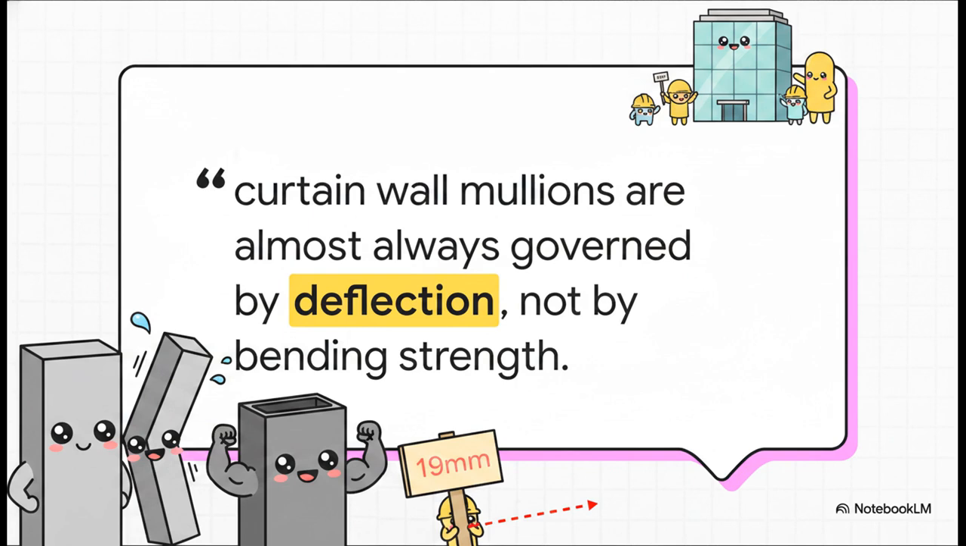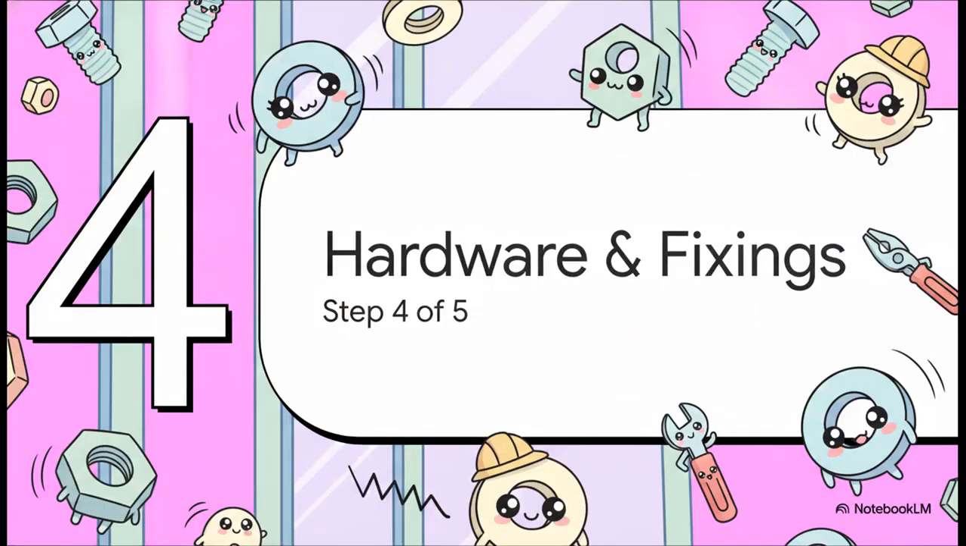This is exactly why in high-rise construction, engineers vastly prefer deeper, boxier profiles. A deeper box dramatically increases the moment of inertia, giving us the stiffness we need to stay safely under that 19 millimeter limit. Let's look at check 4, profiles, gaskets, and fixings.